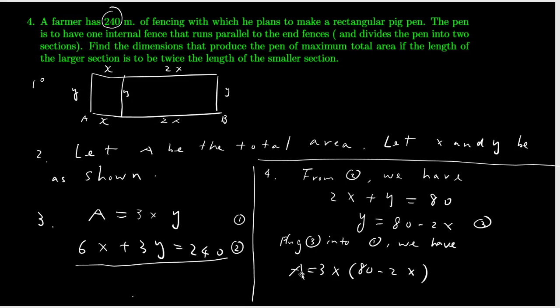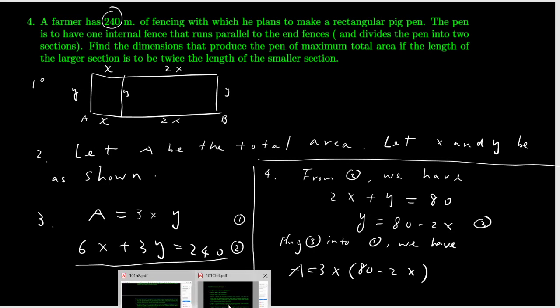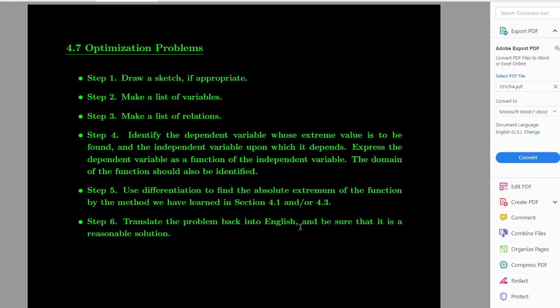At this point, you see A is represented as a function of only x. That's what I wanted. Now let's go back to the step procedures. We want to write the dependent variable A as a function of only one variable x. That's what I wanted.